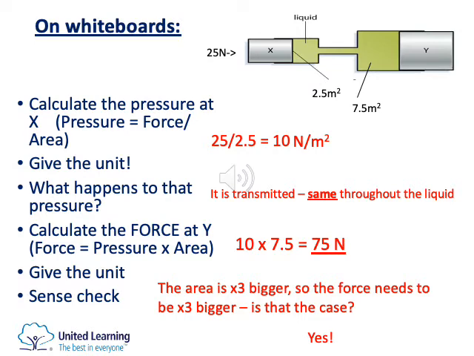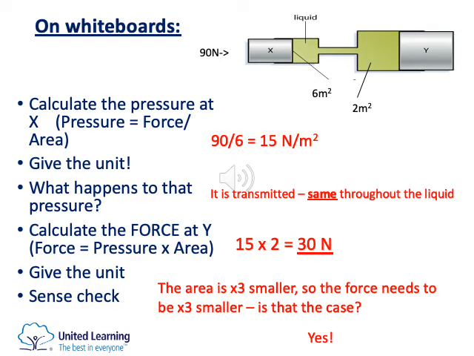Now, you know what the pressure is at Y, and you know the surface area at Y is 7.5, so all you have to do is find the force. Force is pressure times area, which is 10 newtons per meter squared times 7.5 meters squared, which is equal to 75 newtons. Remember, force is measured in newtons, okay? So, what has happened in this situation? Well, because the area is 3 times bigger, the force has also become 3 times bigger. Alright?